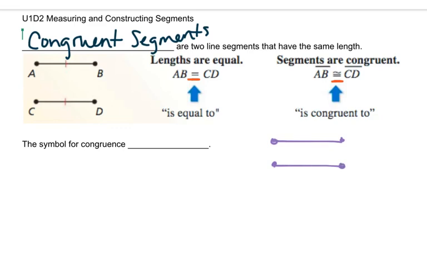So you use this a lot with geometry. They are congruent, which in reality you could say they're equal length or equal distance as well. And then the symbol for congruence is an equal sign with a little squiggle on top. That's not a very good squiggle. Let's see if I can do better. Squiggle on top. You can see it over here. That's the symbol for congruence.